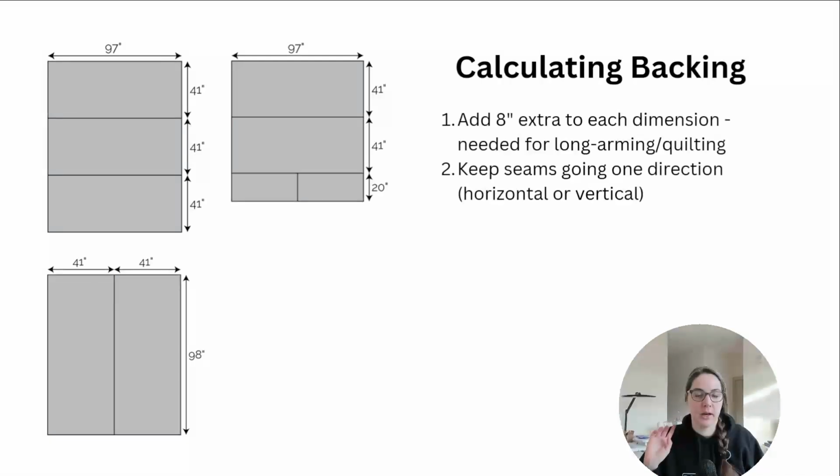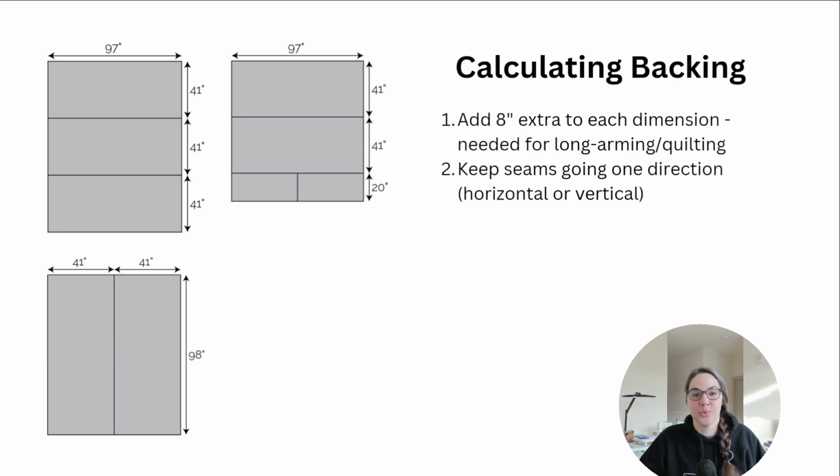And then the other key piece here is that you want to keep all of your seams one direction. So you want them to all be horizontal, or you want them all to be vertical. And that's for long arming purposes. It's really hard to load a quilt that's got seams going both directions because it adds bulk in weird places, and then that can throw off the alignment of your quilting. You end up getting puckers and things like that, which we don't want.